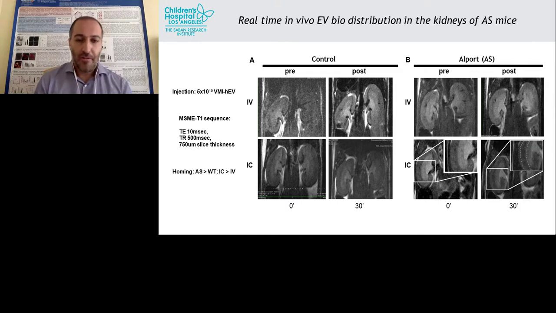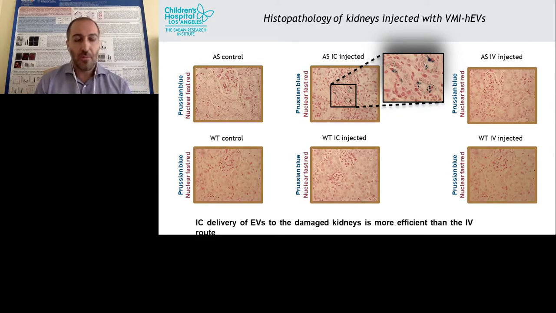Our MRI findings were further confirmed by tissue histology, and as you can appreciate in these micrographs, Prussian blue staining is observed only in the kidney injected via the intracardiac route and not through the retroorbital route, and it's only present in the diseased tissue and not in the control mice.